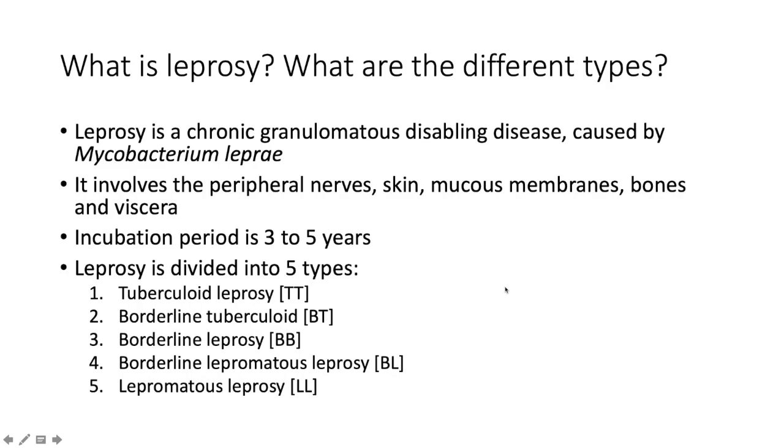And there are 5 types of leprosy. There's tuberculoid leprosy, borderline tuberculoid, borderline leprosy, and borderline lepromatous leprosy. You would swear that Mycobacterium leprae has borderline personality disorder. And of course, the 5th variant is lepromatous leprosy.